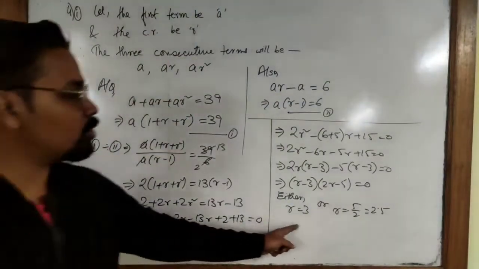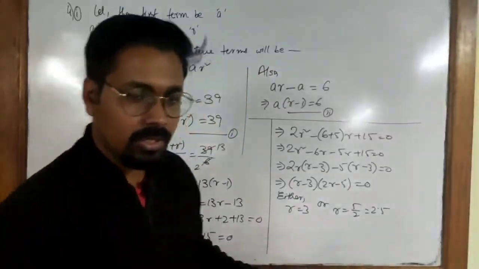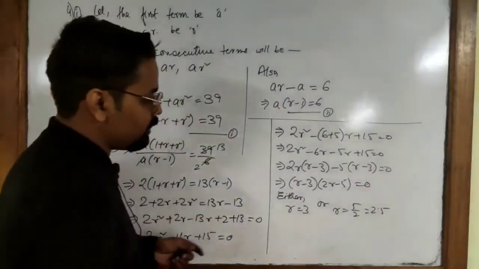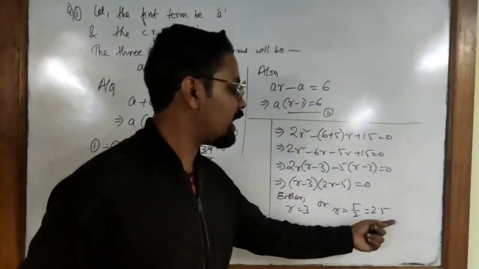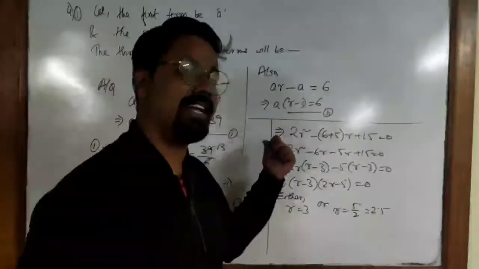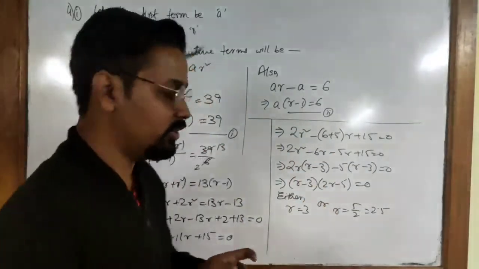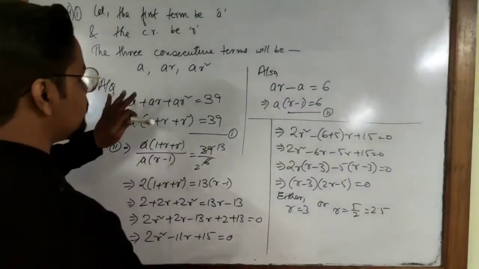So now we have two common ratios and both are possible. So what we will do, we will use the value of r as 3 and find a. Then we will use r value of 2.5 and then find a again. So we will have two pairs of solutions. So let me erase some part of it.